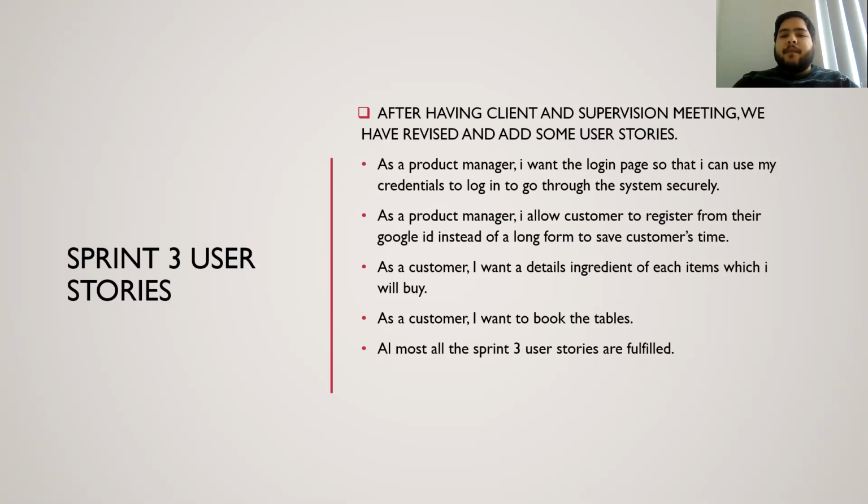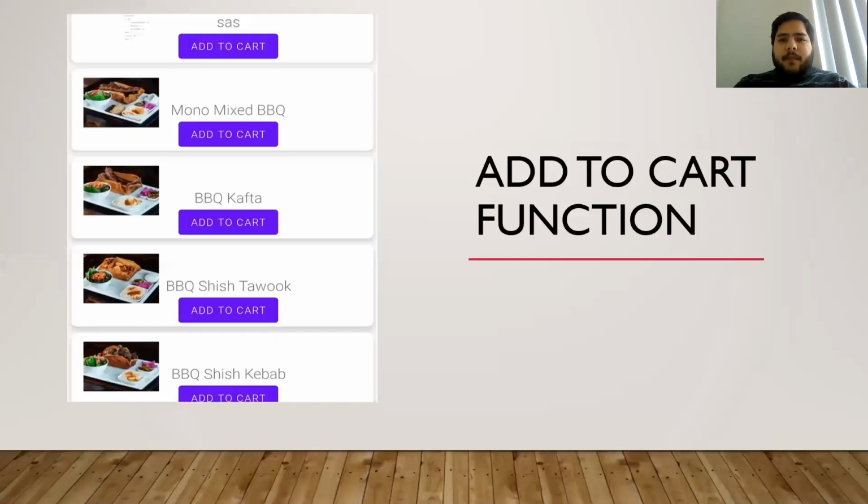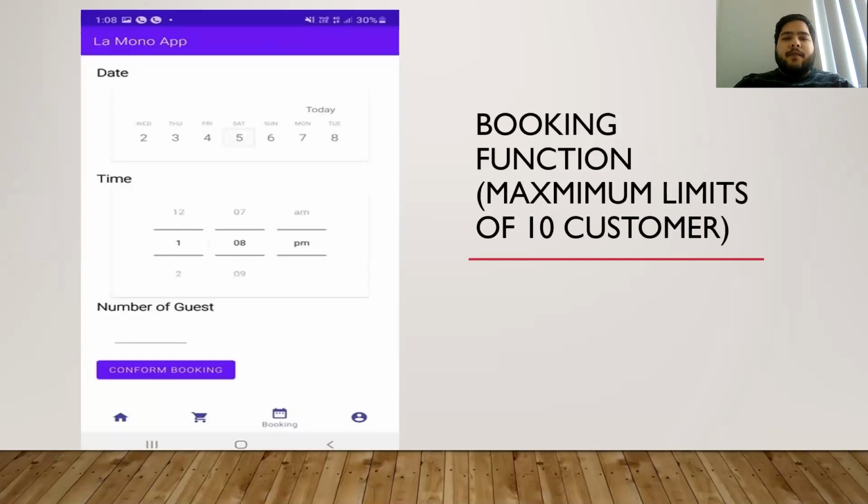As you can see, the product manager wants to log in to the page and see the credentials of the customers. Logging in to the system securely has been fulfilled. As a customer, I want detailed ingredients of each item which I will buy. This has been fulfilled. And let's see the add to cart function. This is a simple screenshot of our mobile application for add to cart, and this is the booking function which limits the maximum number of customers. So the customer can book up to the next 2 weeks and not further than that.